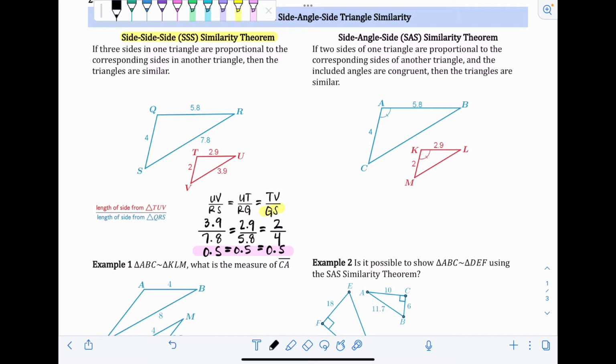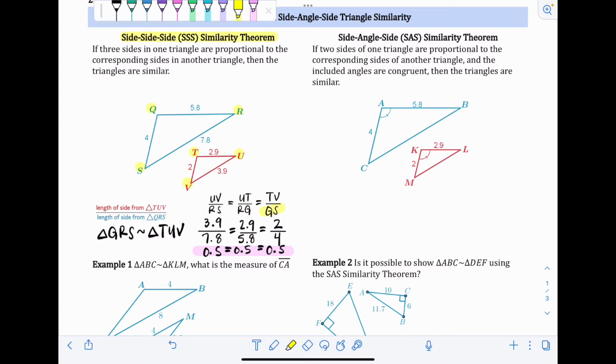So the final similarity statement would be triangle, and we want to make sure we're careful with the order. The first triangle doesn't matter how we order it, so we'll say QRS is similar to triangle, and then we just want to make sure we go in corresponding order. So Q was first, so T will be first, and then R was second, so U will be second, and then S was third, so V will be third. So TUV. So triangle QRS is similar to triangle TUV.